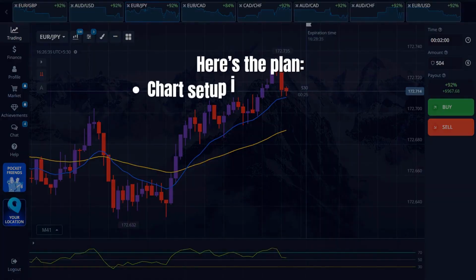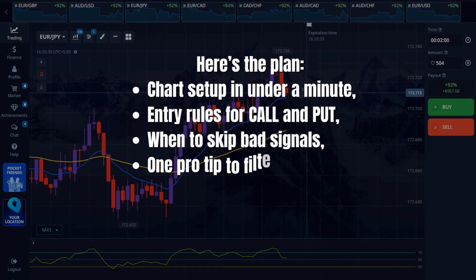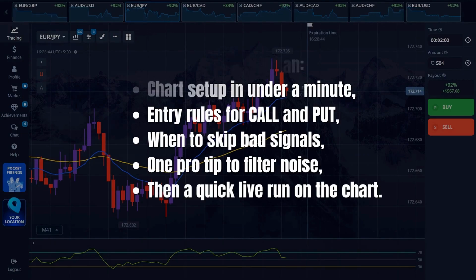Here's the plan. Chart setup in under a minute. Entry rules for buy and sell. When to skip bad signals. One pro tip to filter noise. Then a quick live run on the chart.